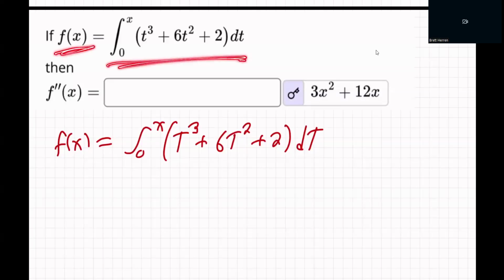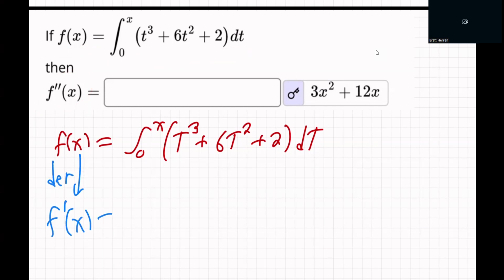If f of x is the integral from 0 to x of that function, find f double prime of x. Well, how are we going to do this? Our first step is to take the derivative, f single prime. So I'm basically going to take the derivative of this side and the derivative of that side. Rather than write "derivative of," I'm going to write d dx. That's the derivative with respect to x, or you can do a prime, whatever.